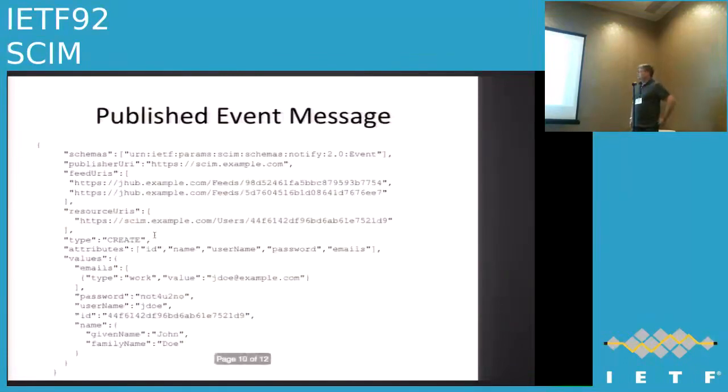Next slide. So the message is basically a JSON message, and it follows the SCIM style of formulating a message in that, first of all, it has schemas. You have a publisher URI, where the SCIM service provider thinks about what feeds this is relevant for. And then the notification hub can say, well, it's relevant to these two feeds. I'll start delivering that and figuring out who the subscribers are. The resource URIs is what's the resource that was affected, and then what was the operation. There was a create, and the ID, name, username, password, and emails were modified or set.